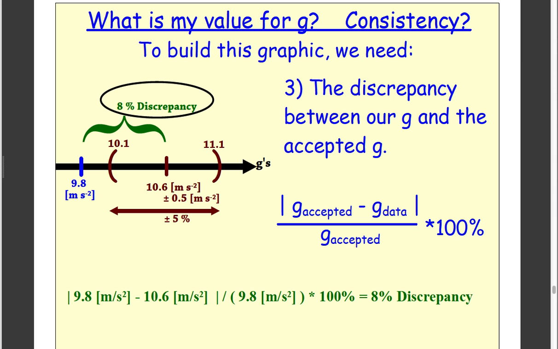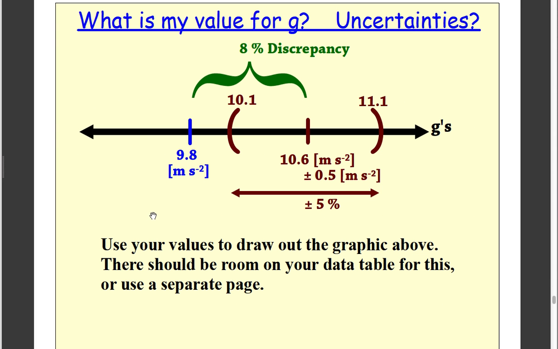So at this point, you can take a break, pause the movie, and I'd like you to draw out this graphic. There should be room on your data table for this, or just use a separate page. If you have 9.2, of course, your drawing here is going to be to the left of G. If your G is larger than 9.8, it's going to be like mine, to the right. And try to do your best.